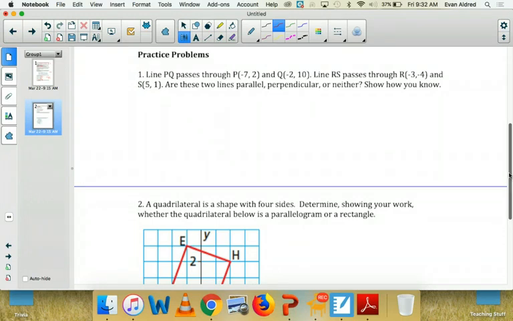Well, let's recap how we would know if they're parallel. The slopes would have to be identical in sign and in value. If they're perpendicular, well, the slopes would have to be negative reciprocals of one another. And if it's anything but being identical or negative reciprocals, then it would be neither. So let's start with line PQ. And we need to find its slope.